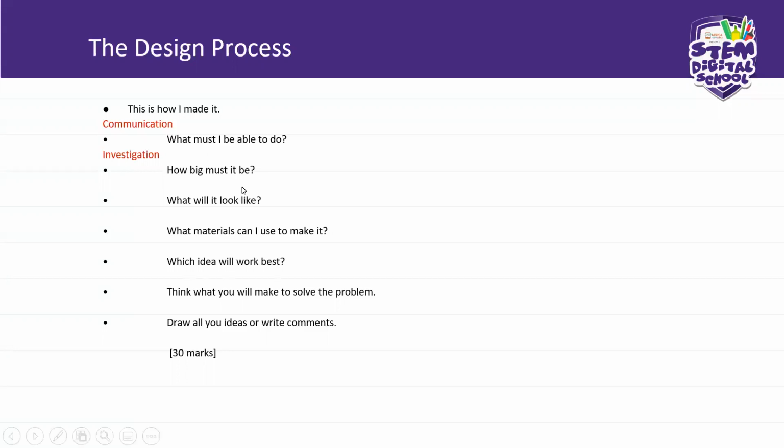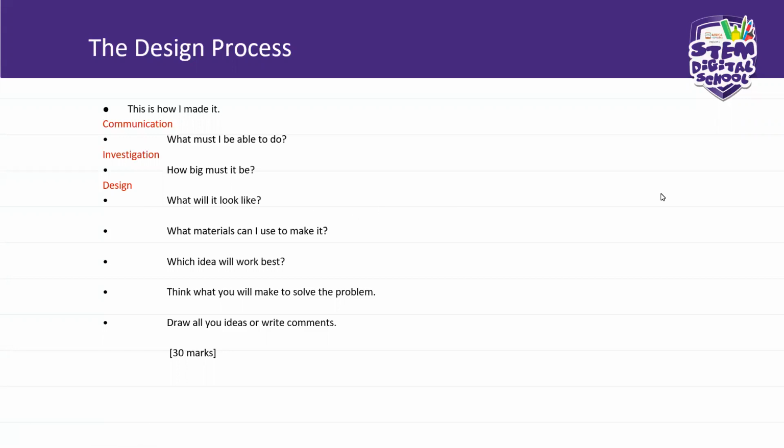How big must it be? That is the design stage. Buhle, thank you, Buhle. Right. So this is a specification. The design stage is where you deal with specifications. What will it look like? What will it look like?